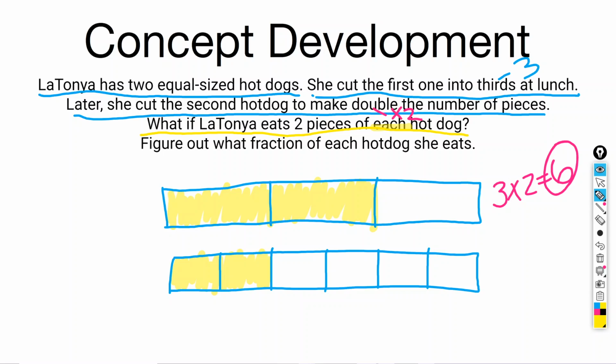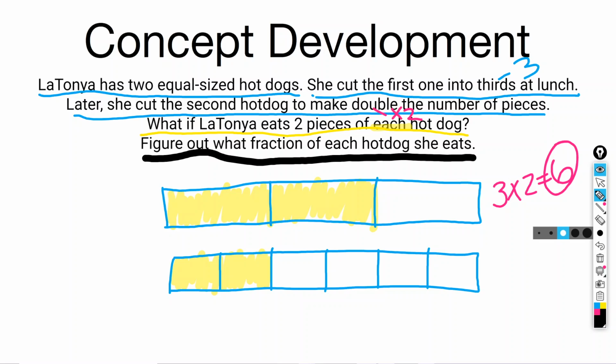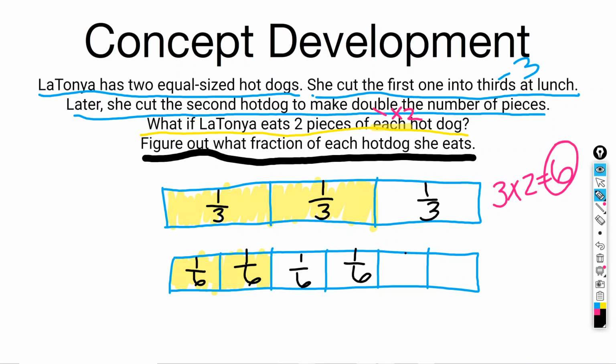Next part of the question. Figure out what fraction of each hot dog she eats. So first, let's go ahead and label the fractions. This is 1 piece out of 3, 1 piece out of 3, 1/3. This is 1 piece out of 6, 1 out of 6, 1/6. Okay, so let's figure out what fraction of each hot dog she eats.